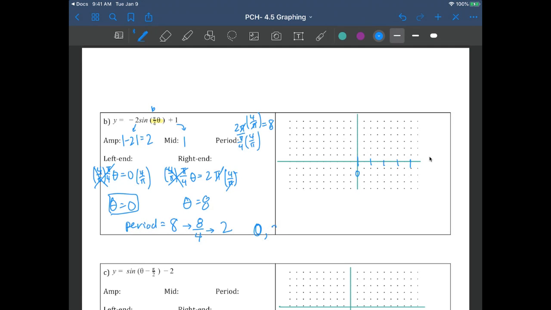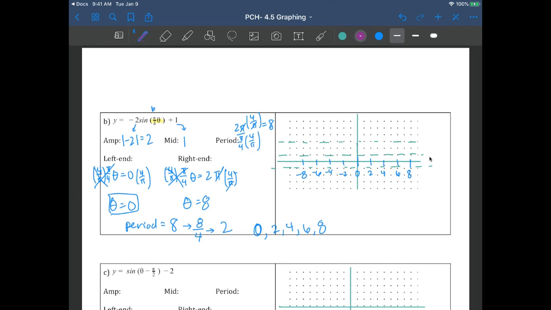Then the next tick mark will be 2. We're going to add 2 to give me 4, then 6, then 8. So 0, 2, 4, 6, 8. I like to go backwards, so -2, -4, -6, -8. And then our midline is at 1. I'm going to graph in my midline. My amplitude is 2 up from the midline to 3, and 2 down to -1.